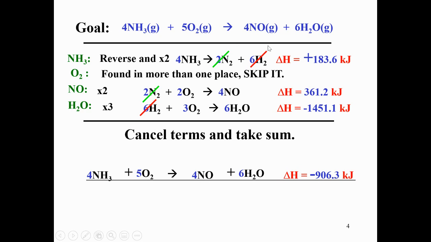Then we canceled out our like terms, and we added up everything on the left, added everything up on the right. And then we added up our delta H's. So once again, if I times it by 2, I had to times my delta H. If I times it by 3, I had to times my delta H by 3. If I reversed it, I had to change the sign, and then here I had to multiply it by 2.